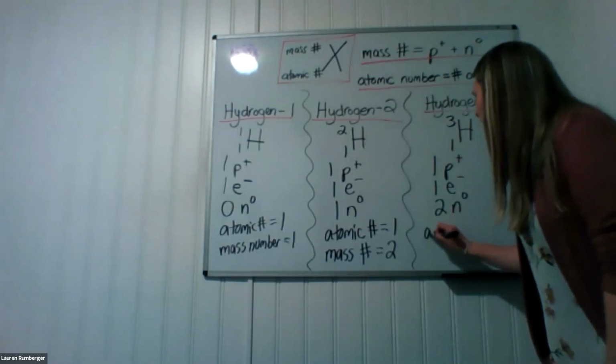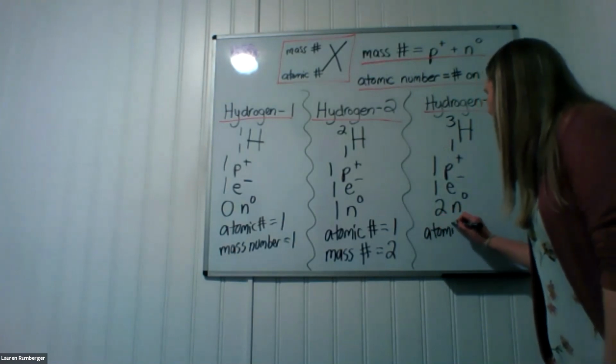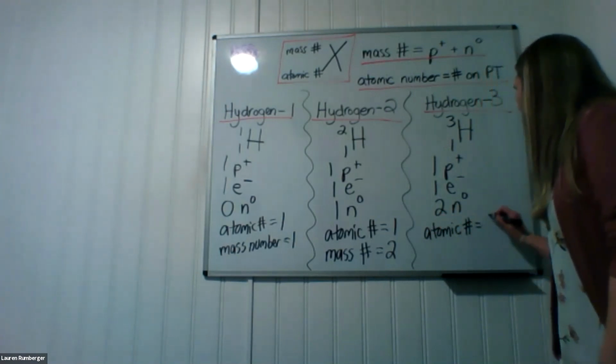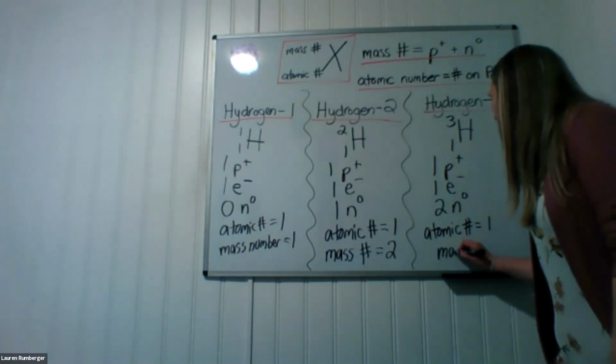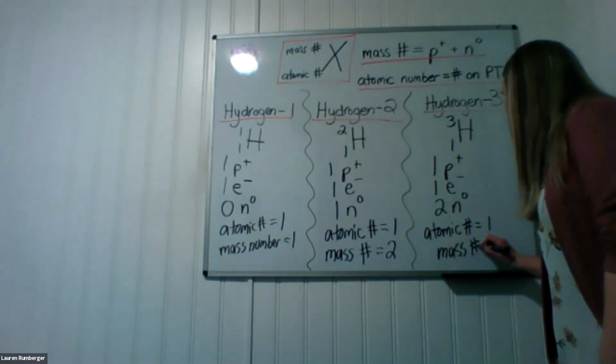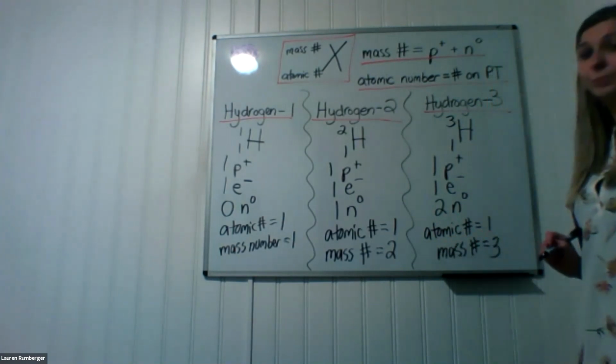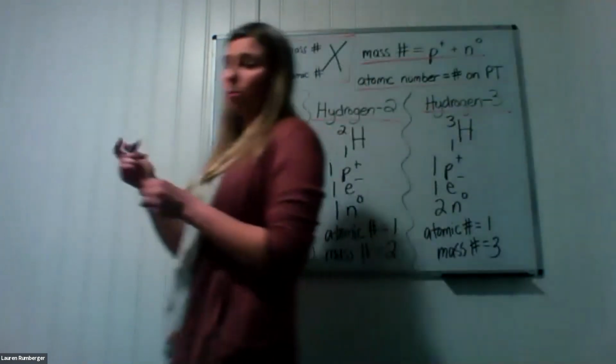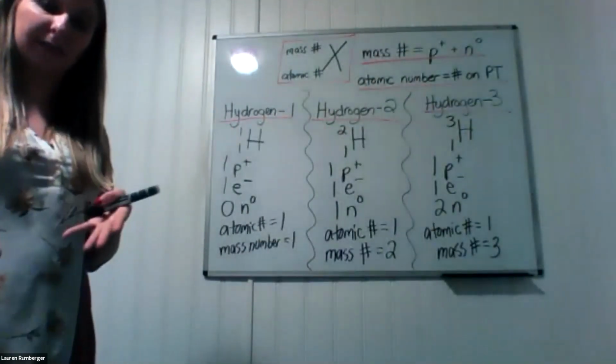And then just as a reminder, the atomic number is 1 again, and the mass number equals 3. So this you will apply to all isotopes.